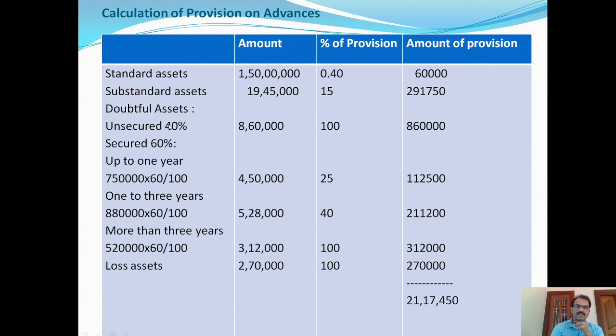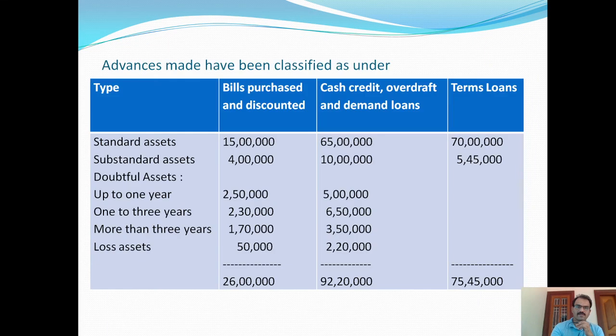Then for the secured portion: out of total doubtful assets, 60% are secured. So up to 1 year, 2,50,000 and 5 lakh. So the total will be 7,50,000. 5 lakh plus 2,50,000 is equal to 7,50,000. Total up to 1 year, 7,50,000. Out of this, 60% secured, 40% unsecured.